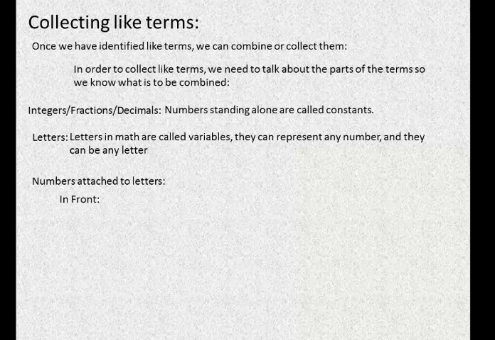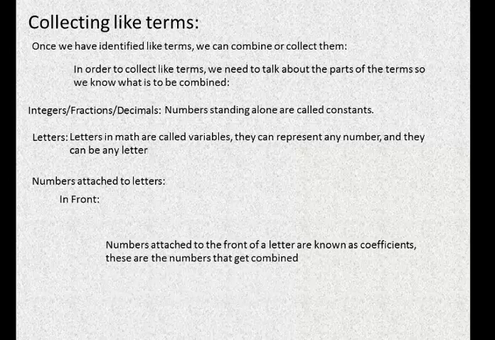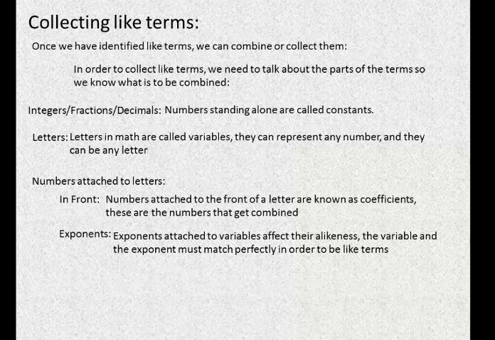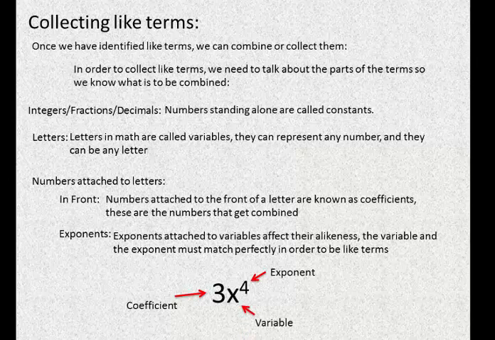Numbers that are attached to the letters, if it's in front of the letter, it's called a coefficient, and these are the numbers that we combine. And if we have an exponent, they're attached to the variables at the back and slightly raised, and the exponents have to match perfectly with the variables. So you look at the variable and the exponent, and they have to match perfectly in order to be like terms. So, for example, I have 3x to the 4th, the coefficient is 3, the exponent is 4, and the variable is x.